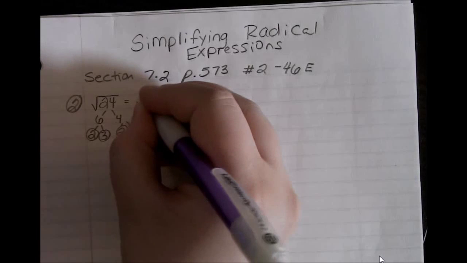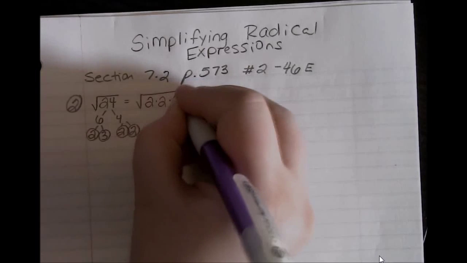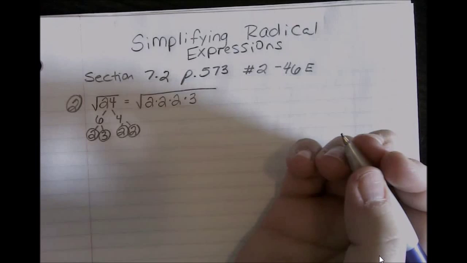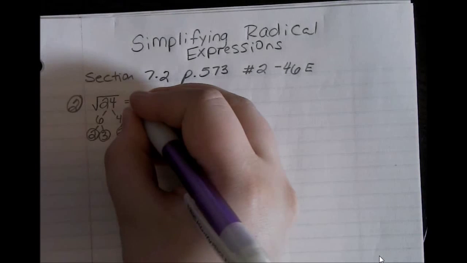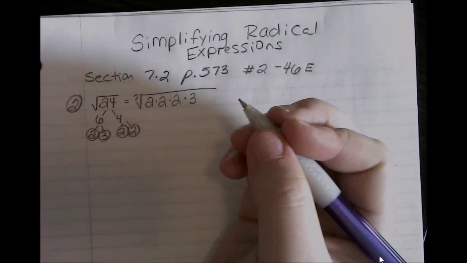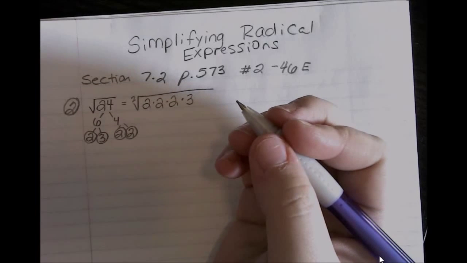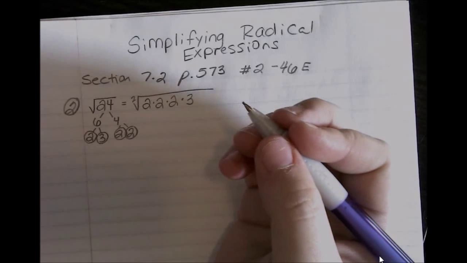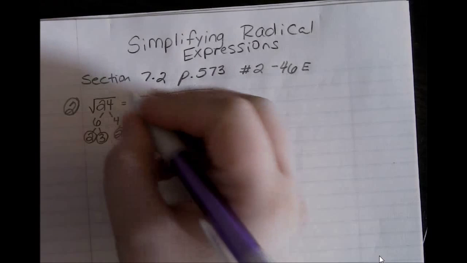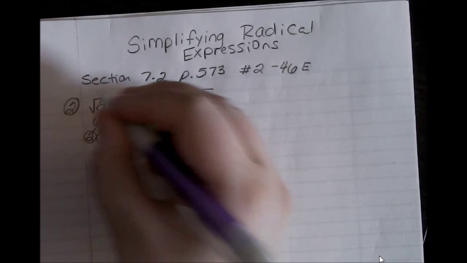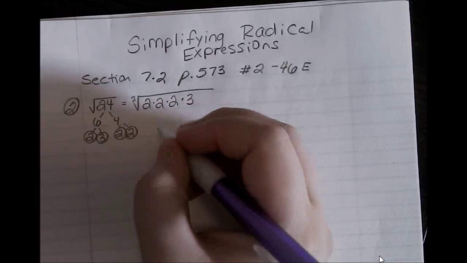and we want to group them where all the 2's are grouped together and the 3 is at the end. You may remember in lesson 7.1 where this number here is called the index, and it tells you how many you need of a number to release it from the radical, or what number times itself gives you that number. So if it is not written, as it was not in this problem, then it is understood that it is a 2. So we need 2 of a number to release it from the radical.